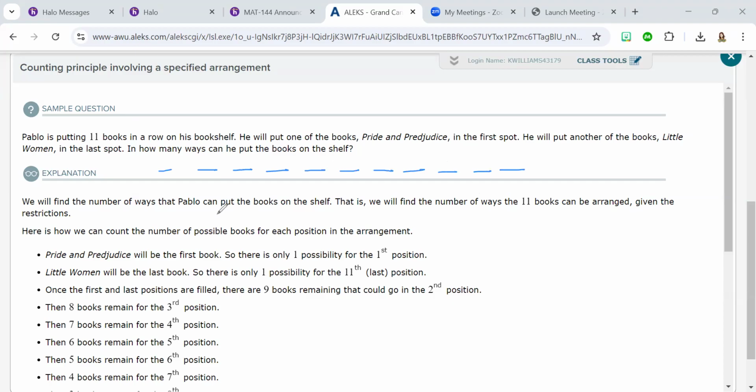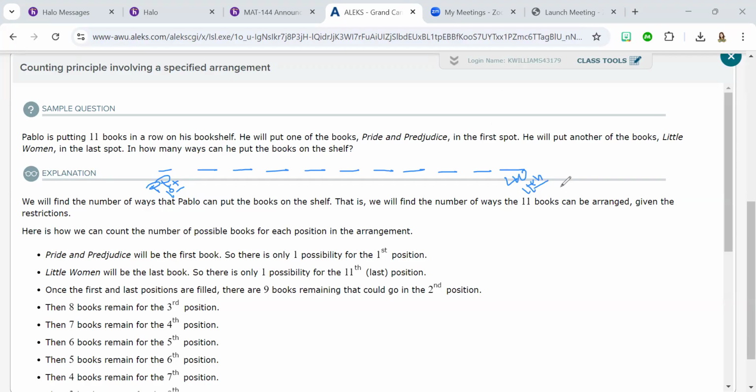Now let's read through the problem again and see what the details are about each space. One of the books, Pride and Prejudice, has to go in the first spot. So I'm assuming this is my first spot on the bookshelf, and this one has to be the Pride and Prejudice book. It has to go first. And then we're going to put the book Little Women in the last spot, so it goes in the 11th spot.